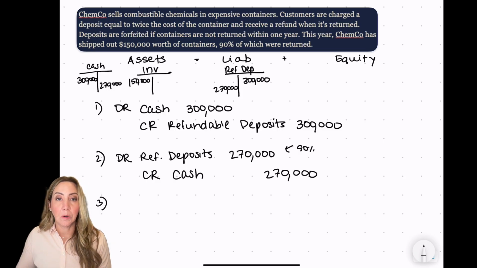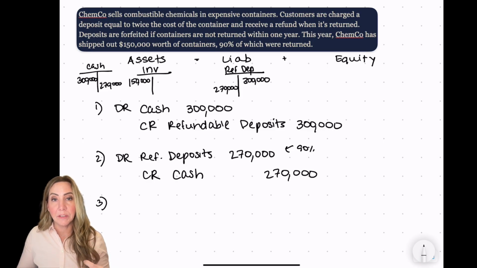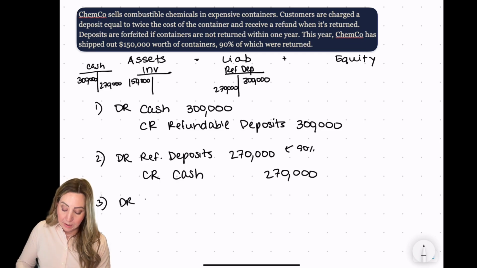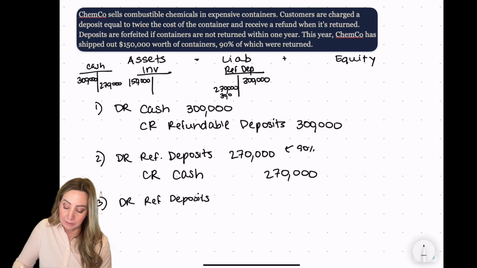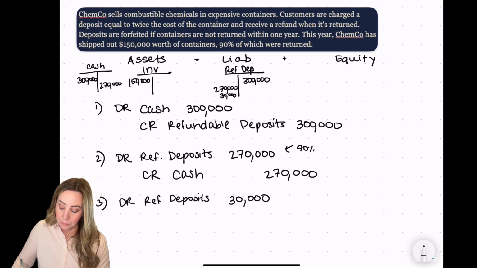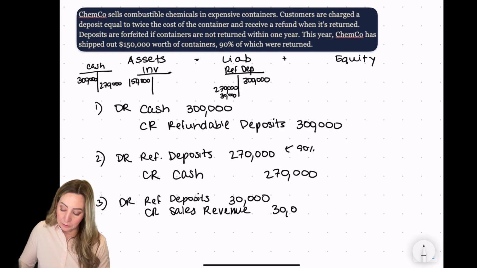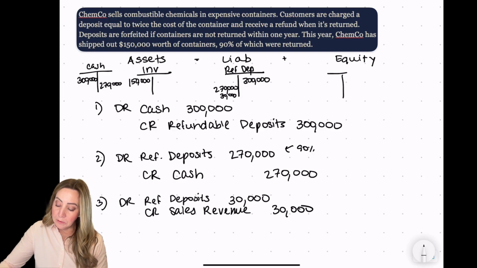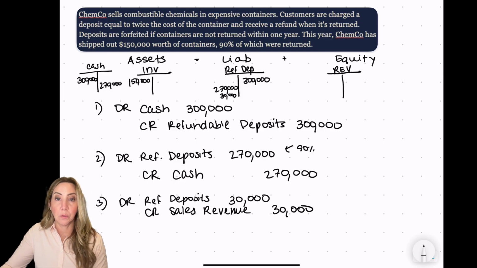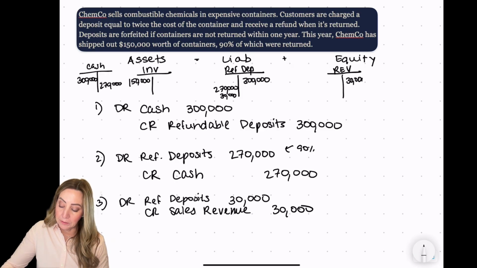Finally, we're going to record the deposits that were actually forfeited by these customers and they never returned the container. And we have two parts to this entry because we get to record some revenue, but these containers weren't free. We also need to record the cost of them. So the first thing we're going to do is debit the refundable deposits for the remaining amount, which we've got $30,000 left in here. So $30,000 is going to be the debit to refundable deposits. And then we're also going to record revenue. So credit to sales revenue for $30,000, which means we need a revenue account over here. And remember, revenue is the credit side of retained earnings, so it's going to increase retained earnings.